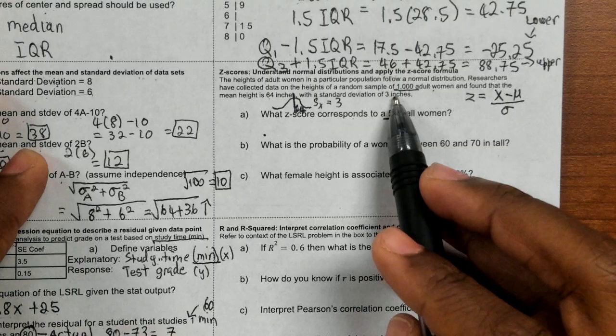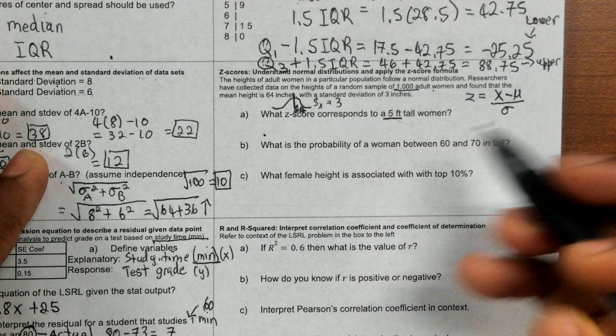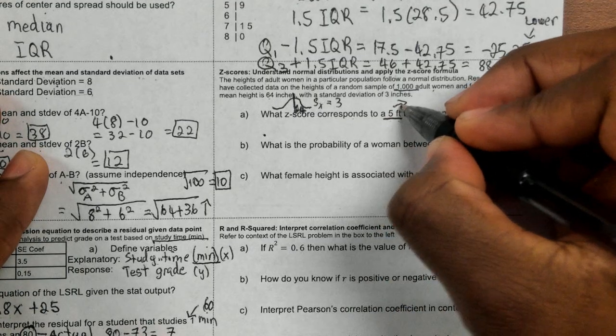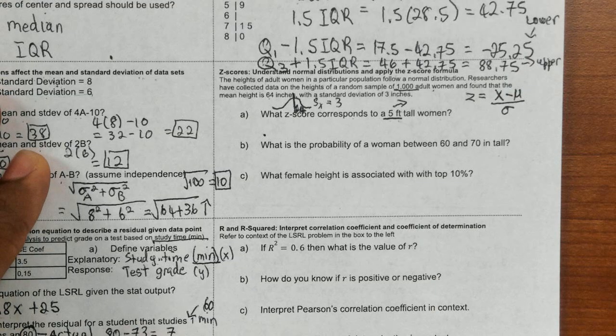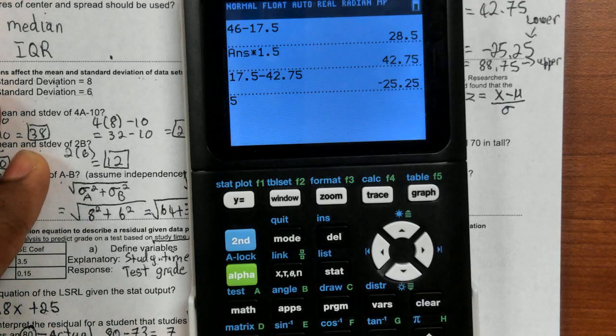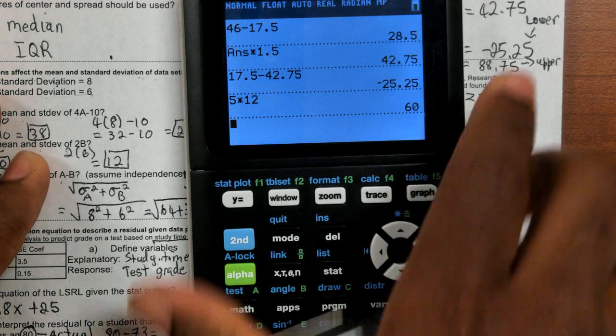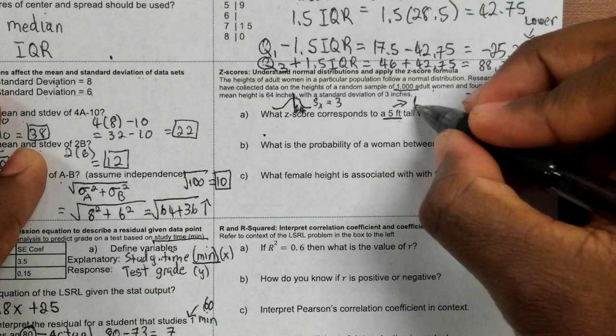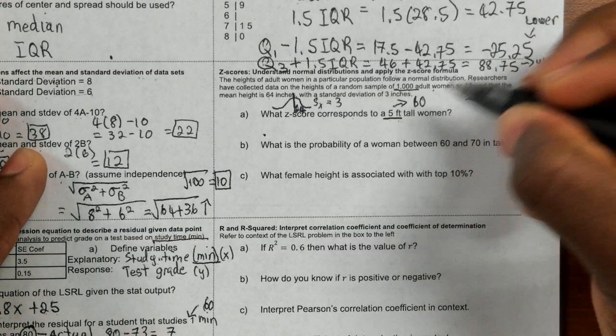But what units were we given this in? In inches. So we need to convert this 5 feet to inches. A foot is 12 inches, so I just need to multiply 5 times 12, which is 60. So we need to evaluate for 60 inches.